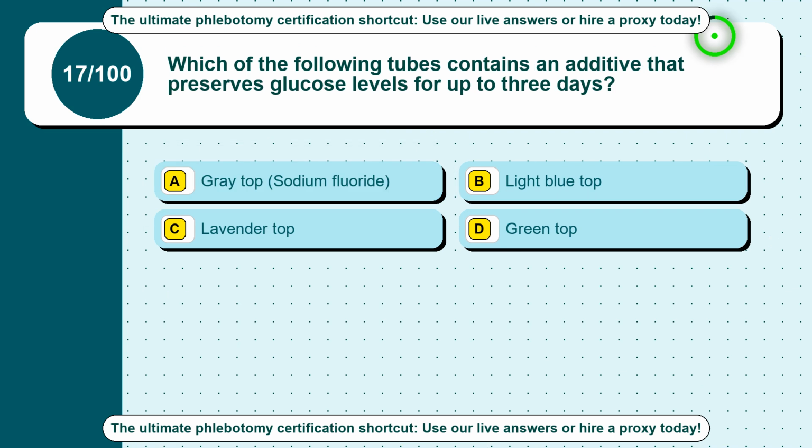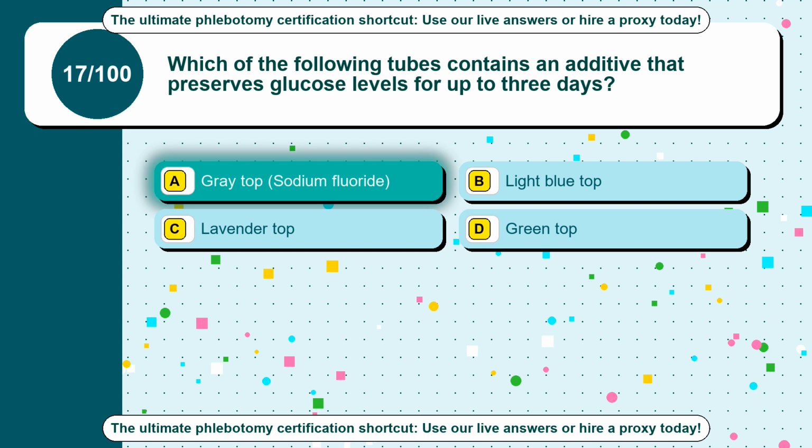Question 17. Which of the following tubes contains an additive that preserves glucose levels for up to 3 days? Option A. Gray top, sodium fluoride. Option B. Light blue top. Option C. Lavender top. Option D. Green top. The correct answer is option A.